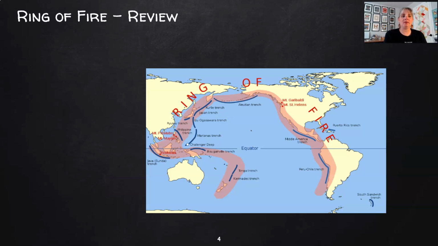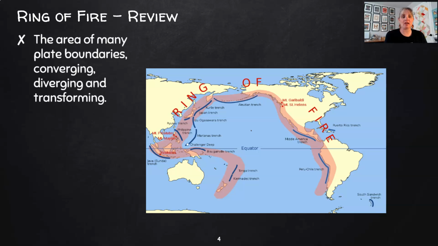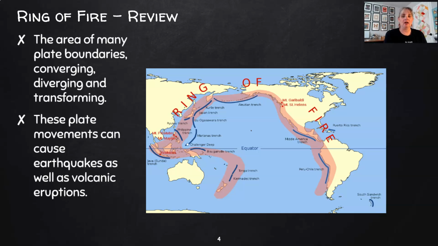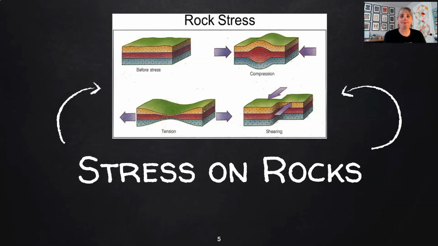Here's another little piece of review, the Ring of Fire. We've mostly talked about the Ring of Fire for volcanoes, but it's also a really active area for earthquakes. This is where there's a ton of plate boundaries, and we've got convergent, divergent, and transform plate boundaries, and we get volcanoes and earthquakes in this area.